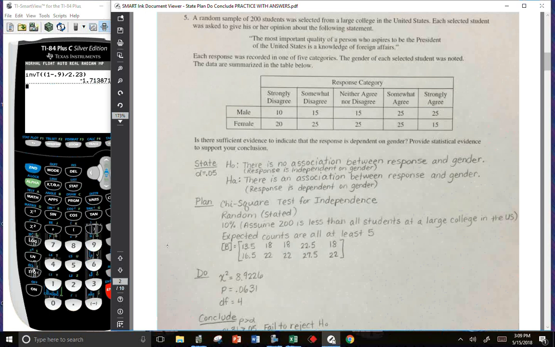Would it make sense to say I'm doing a chi-square test for independence and they're independent? That doesn't make sense, does it? Y'all follow me? Like you're testing for independence and then saying it's independent, that doesn't work. So we're just gonna do random, 10%, and then how big of a sample do we have?